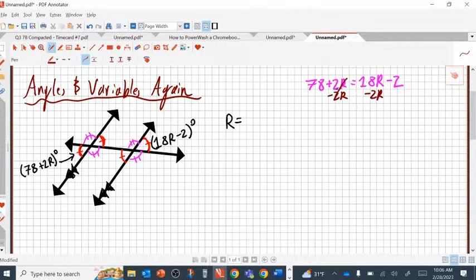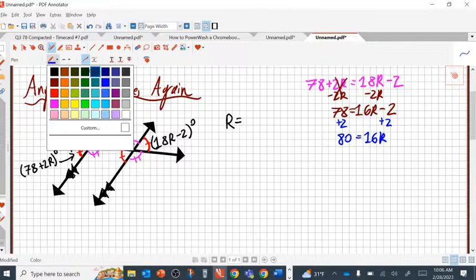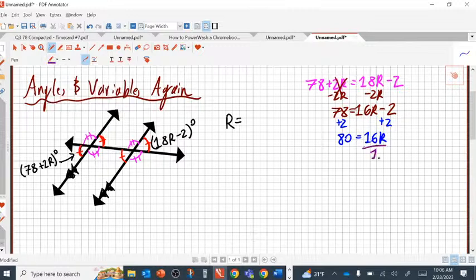Love it. That's going to give me 78 equals 16r minus 2. And what am I going to do to solve that two-step equation? Add 2 to both sides. I get 80 equals 16r. And then? Which gets me what? R equals 5. Beautiful.